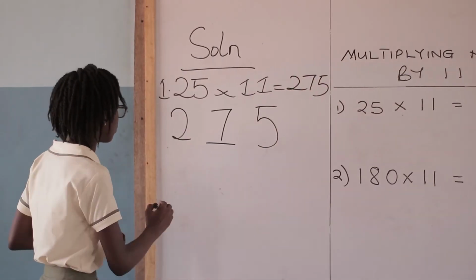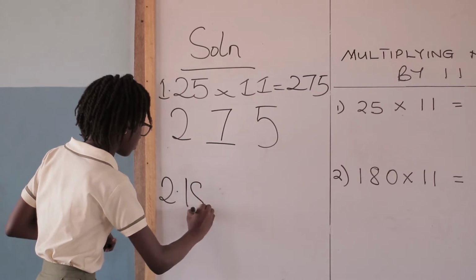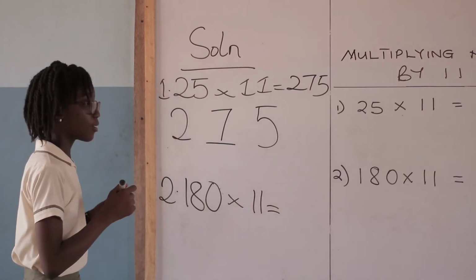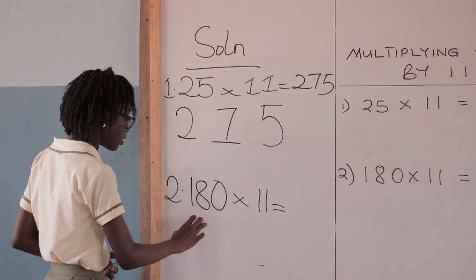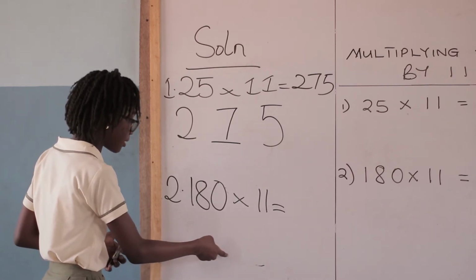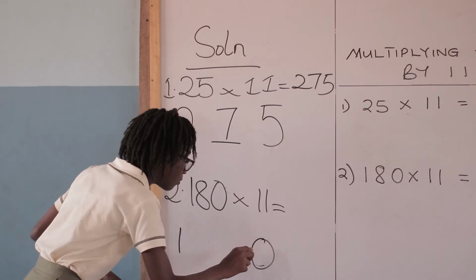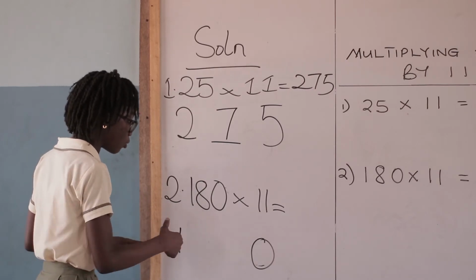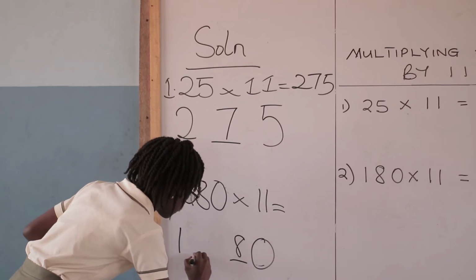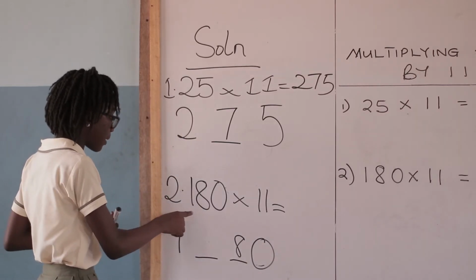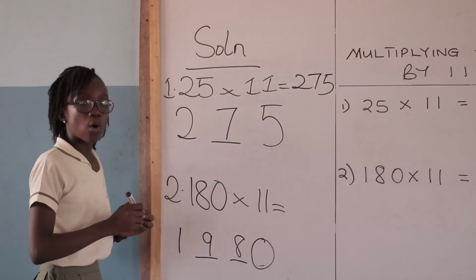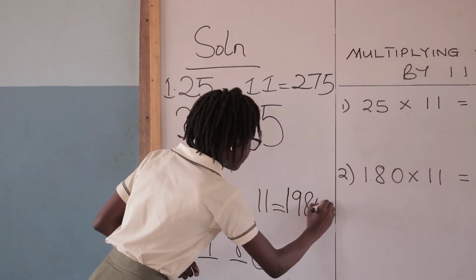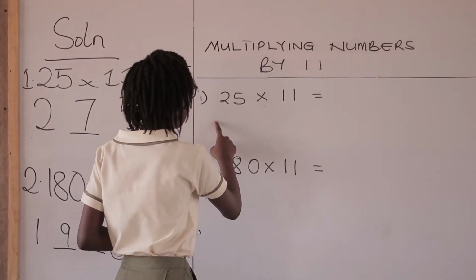And the second example. Because it is a 3 digit number, you have to get 2 digits in the middle of 1 and 0. So in order for you to get your middle numbers, first of all, you add 8 and 0, which will give you 8. And last, you add 8 plus 1, which gives you 9. So 180 times 11 gives you 1980.